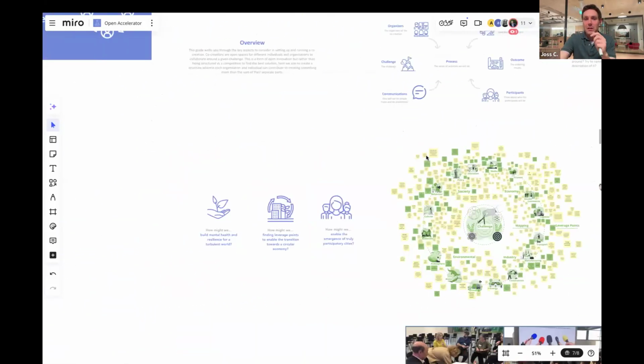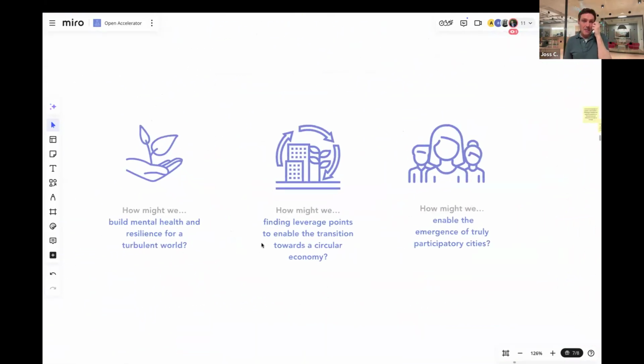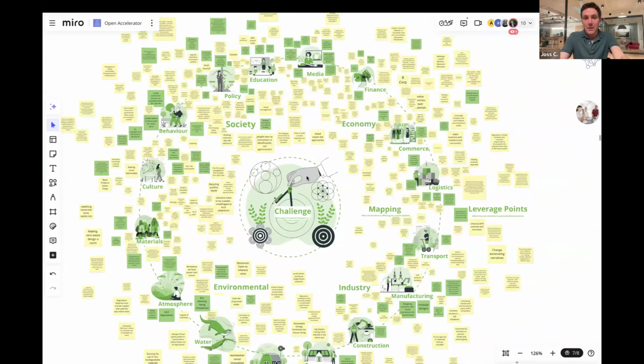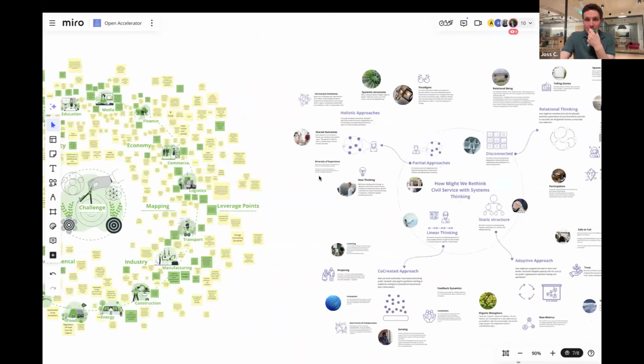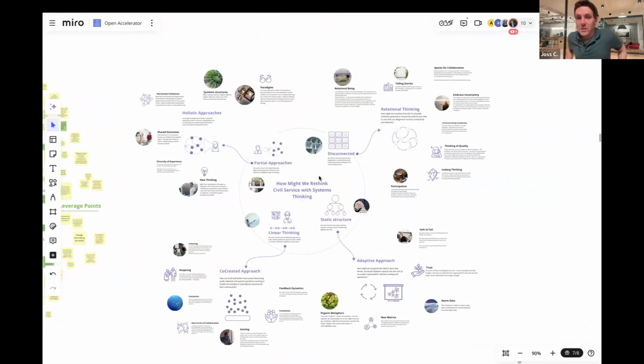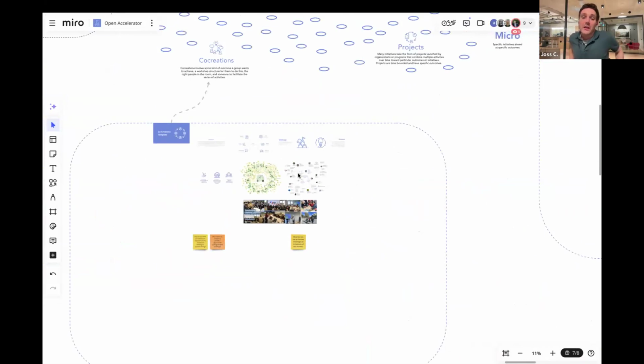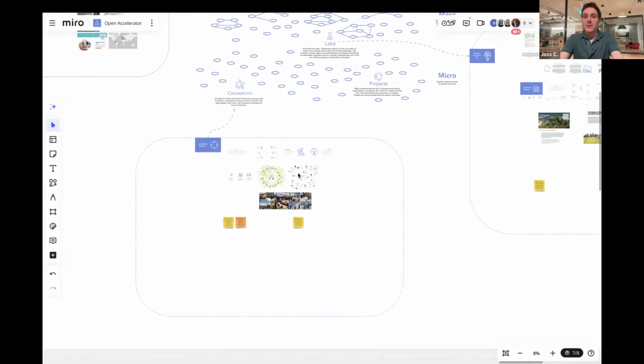Here are some that we have run at SI. Mental health and well-being in a turbulent world. This one here, enabling a circular economy, we ran a couple of years ago online. This one was about how to rethink civil service with systems thinking. That was the outcome, the results from it that we shared back with people, that infographic. So those small initiatives, they're co-creations. They might last 2 hours, they might last a day or even 2 days. Essentially workshops that bring people together to collaborate and work together in new ways.